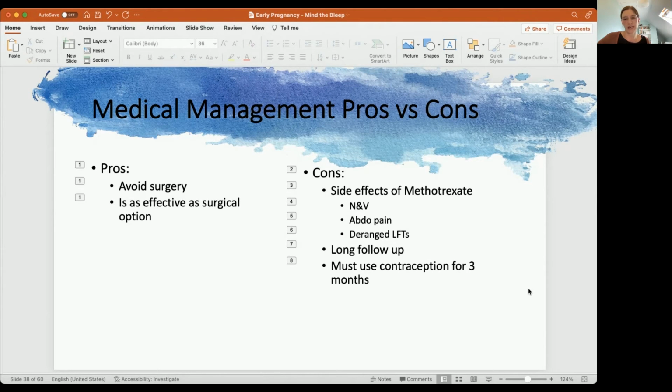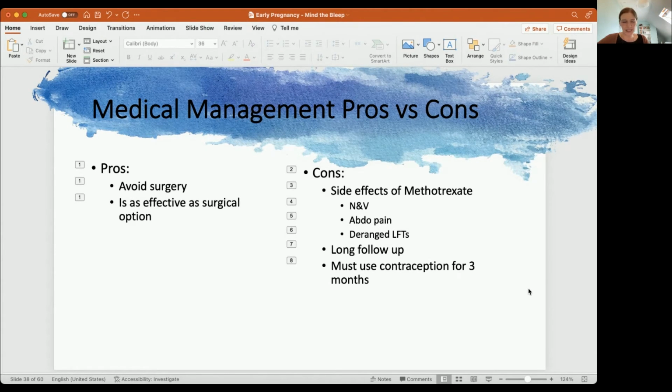The cons: side effects of methotrexate, again, nausea and vomiting. Methotrexate itself can actually give them some abdominal pain, so that can be a bit confusing, because we know they've got an ectopic and then they come with abdominal pain. So it can be challenging sometimes. And if you have methotrexate, we need to check the LFTs, as it can affect those. And it's not really appropriate for anyone who has liver disease already. It's a long follow-up again.